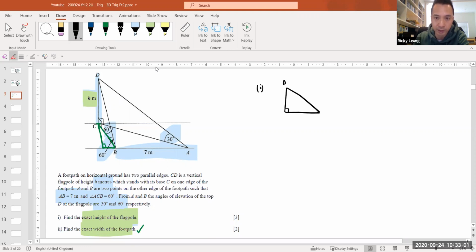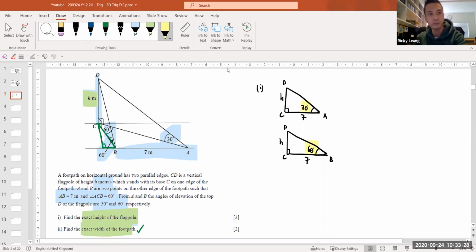Where DCA looks like that. And then there is another right angle triangle, DCB. This is H and this is H. 7 meters, 7 meters. And what are my angles? 30 degrees and 60 degrees. Nice exact values, keep that in mind. So these angles here are nice and exact.